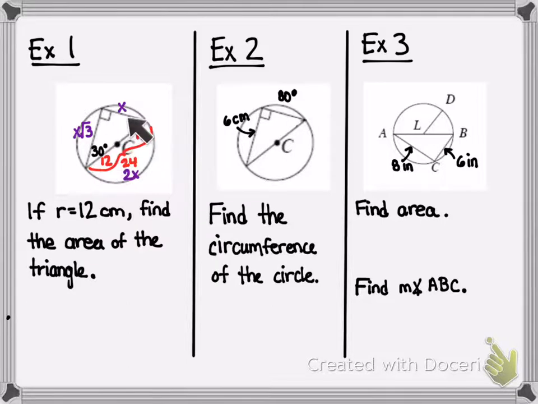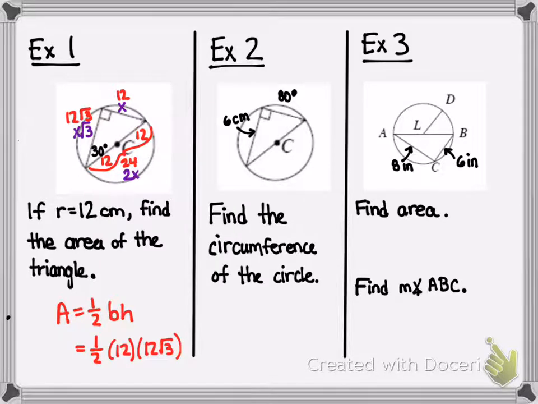Opposite the 30 degrees, I typically see a side of length x. Proportionally opposite the 60, I see x times the square root of 3, and opposite the 90 degrees, I see 2x. So these numbers are pretty nice. If 2x is 24, then x must be 12, and x root 3 would be 12 root 3. So I can go ahead and label the legs of my triangle accordingly. Now, this problem is asking me to find the area of the triangle, so once I have those legs, I'm just going to use my area formula, half base times height, and plug in the legs of 12 and 12 root 3. And when I simplify that, half times 12 times 12 root 3 equals 72 square root of 3 square units.